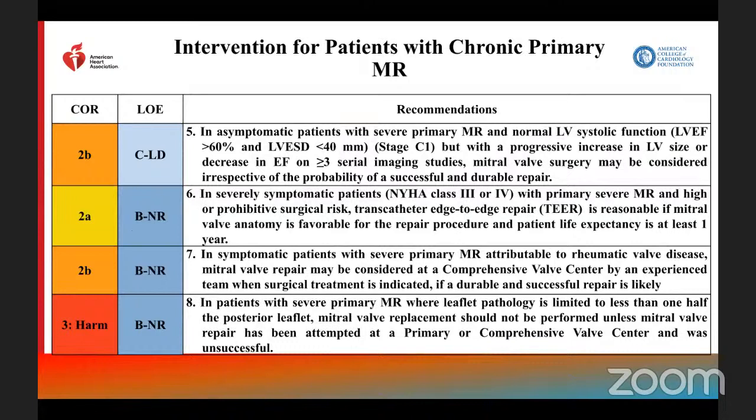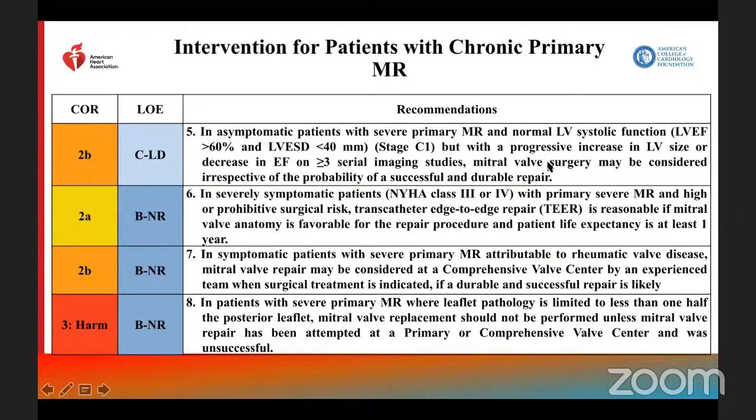In asymptomatic patients with severe primary MR and normal LV systolic function, but with progressive increase in LV size or decrease in ejection fraction on 3 or more serial imaging studies, mitral valve surgery may be considered irrespective of the probability of a successful and durable repair. That's a class 2B recommendation. The statement is new as well.